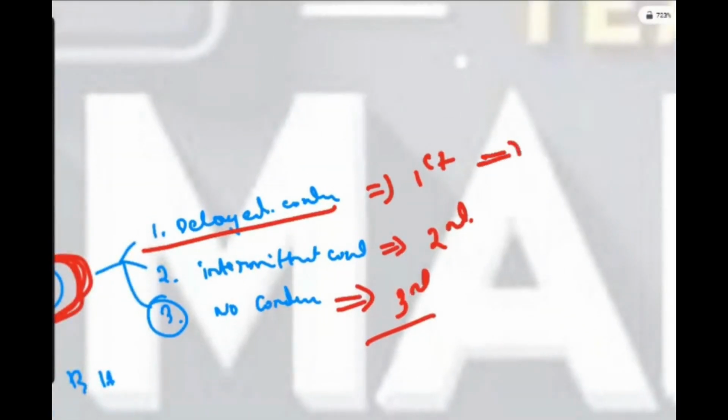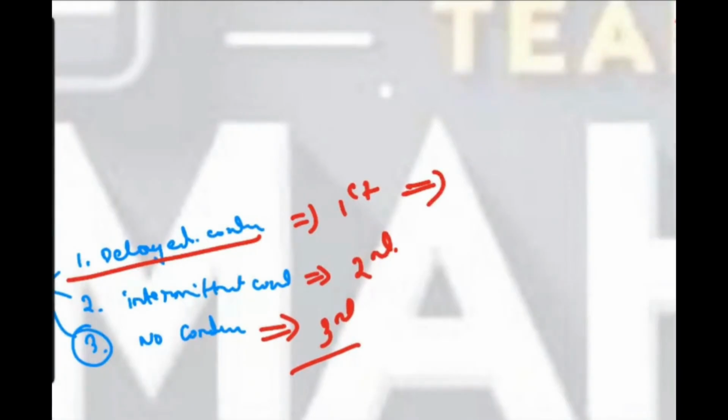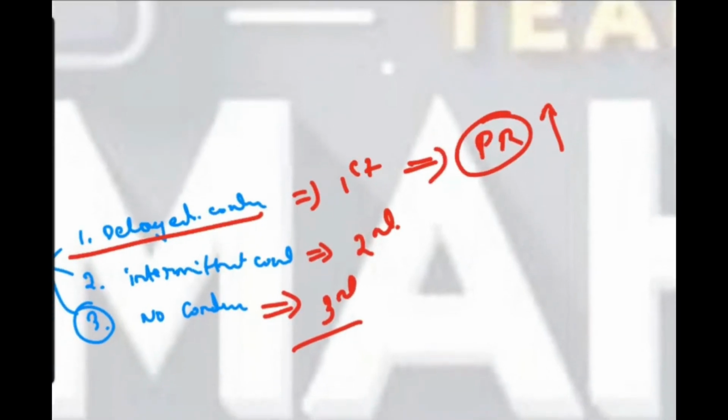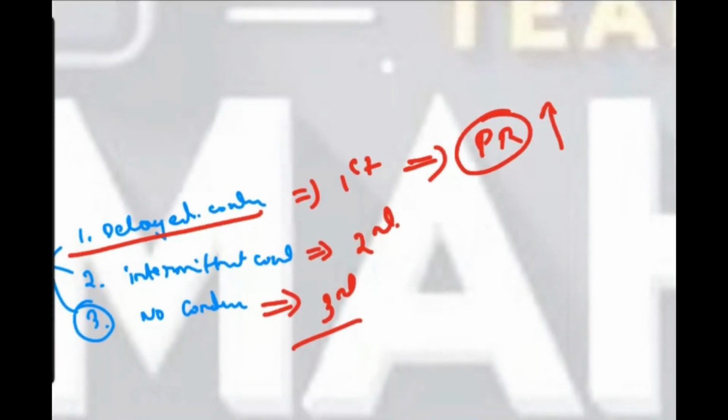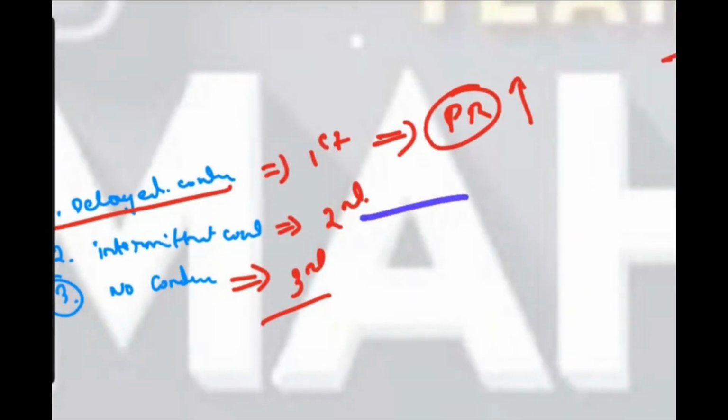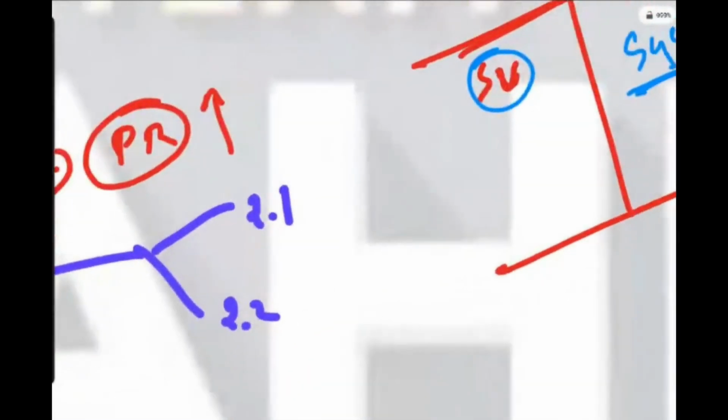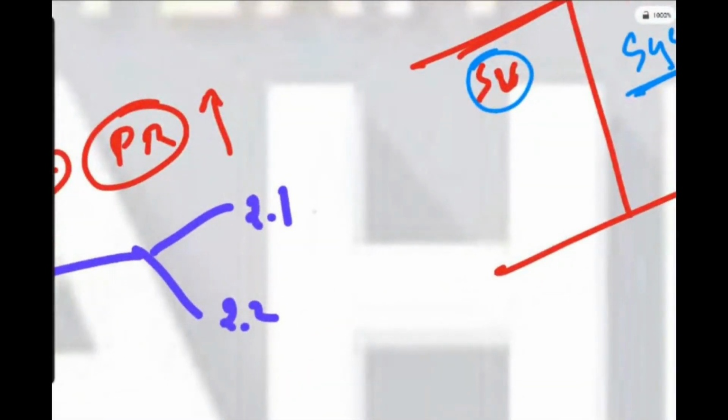See, delayed conduction means, in ECG, what are we trying to show? PR interval. So PR interval will be more here. Intermittently conducting is of two types. Second degree is of two types: second degree type 1, which I'll write as 2.1, and second degree type 2. What are you expecting to see in 2.1?